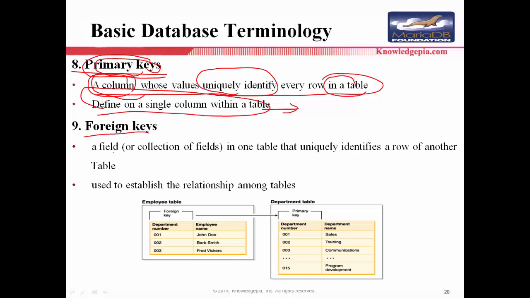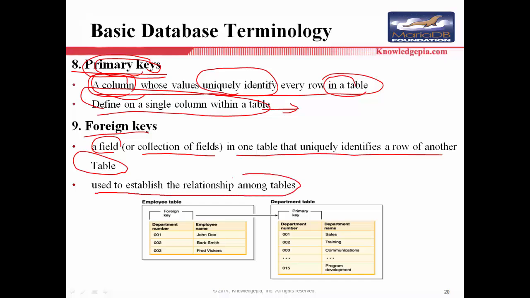Foreign keys: a field or collection of fields in one table uniquely identifies a row of another table. This kind of foreign key is used to establish the relationship among tables. Here, you can find the relationship. For example, there are two tables, an employee table and a department table, and these two tables want to make a relationship.